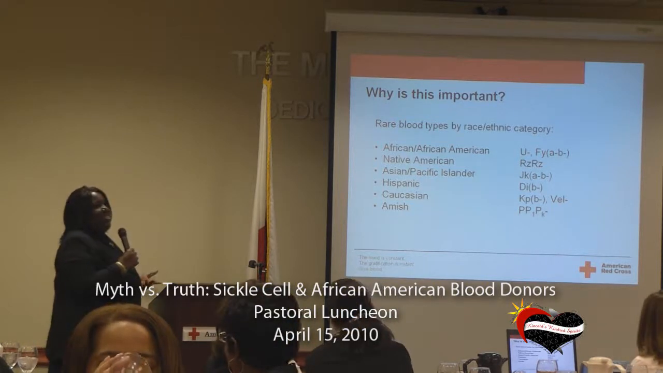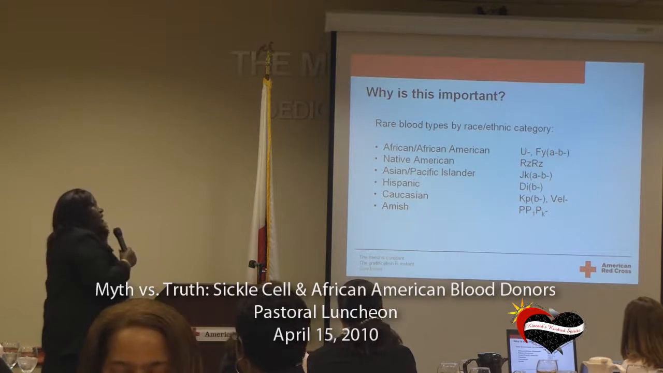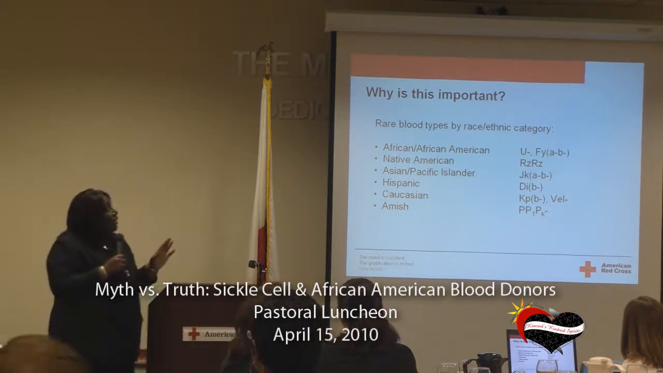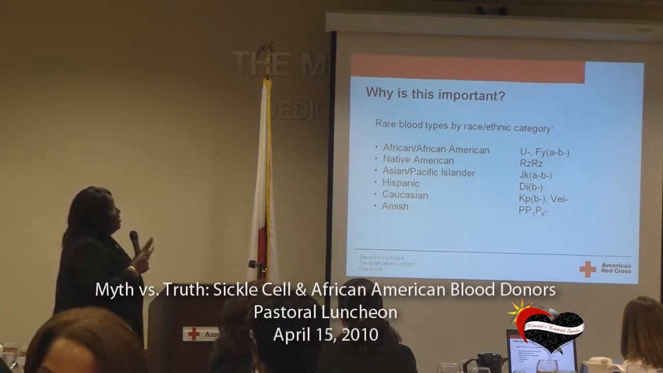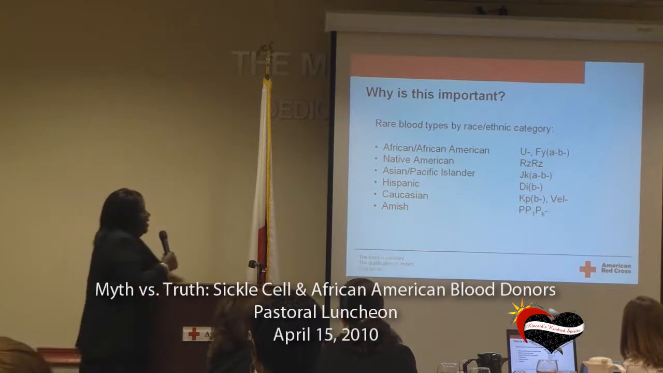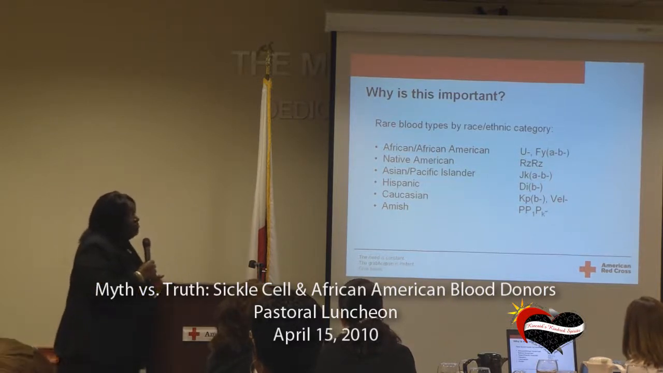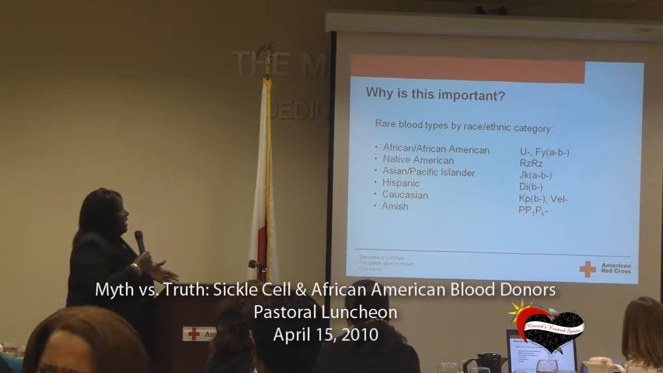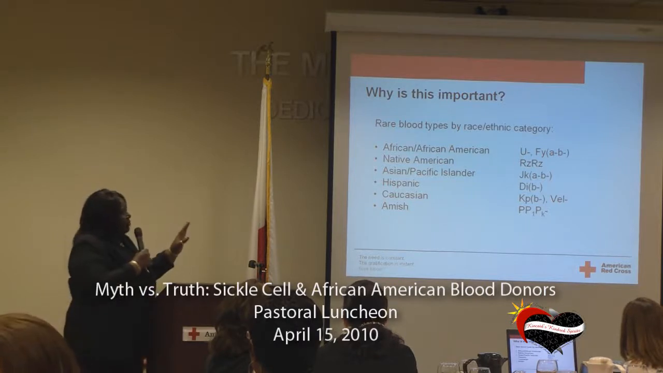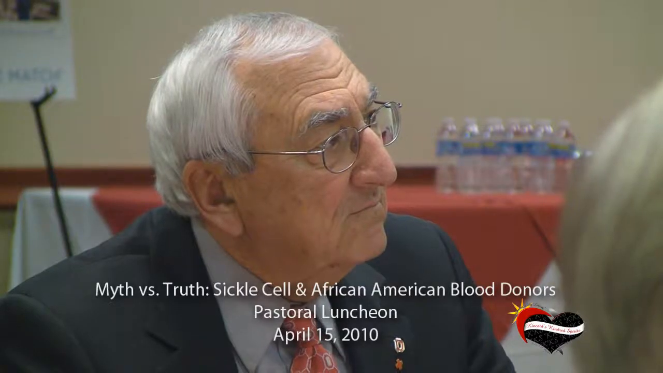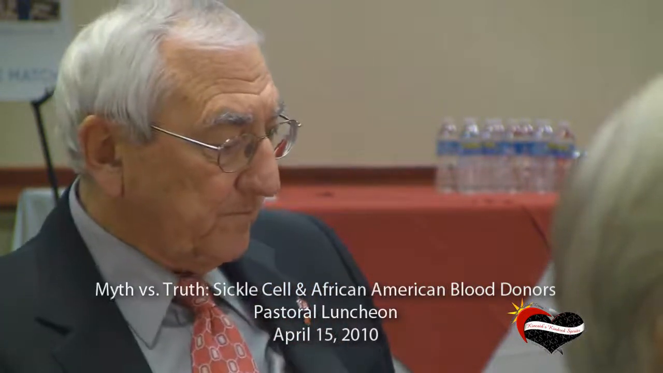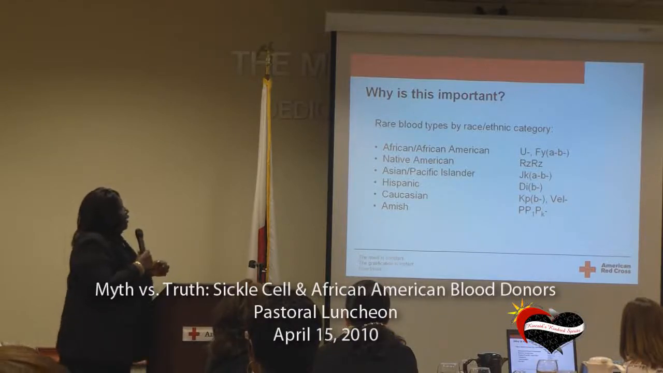Now, why is this important? There are some more alphabet. We have U negative, FY, RZ. RZ is not a rap song. JKA and JKB, PP1, PK, alphabet soup. But guess what? Those are red blood cell antigens. Out there, they've been identified, they've been named, we can test for them, we can screen for them.